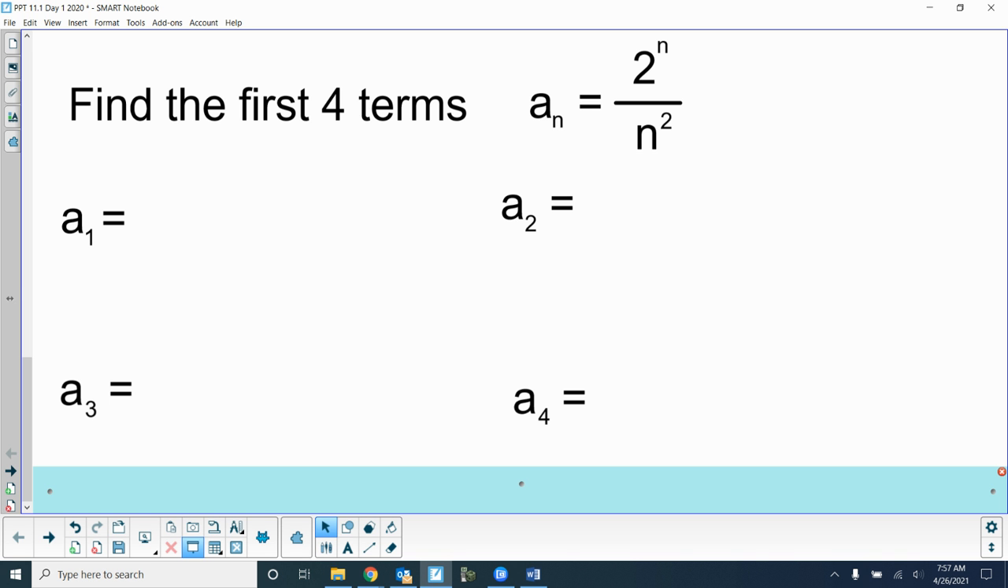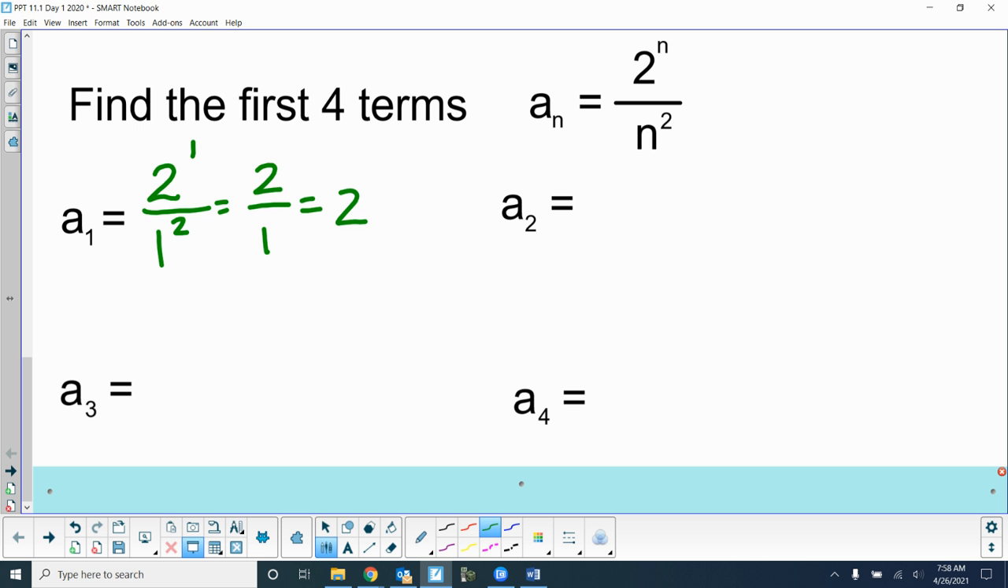All right, most of you got this. So remember, when we're looking for the first term, that means n is 1. Should be 2 over 1. For the second term, that means n is 2.